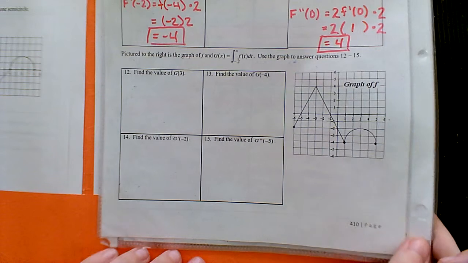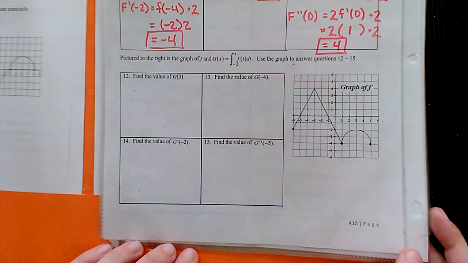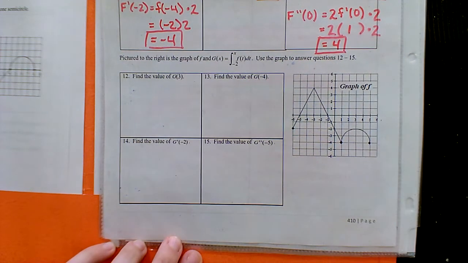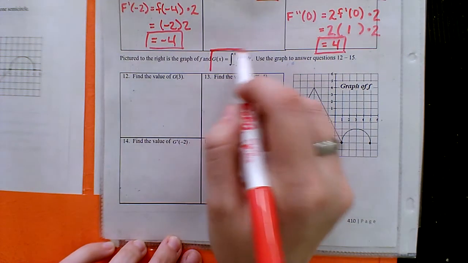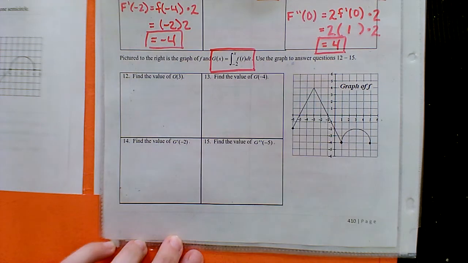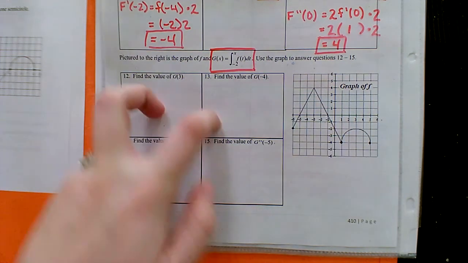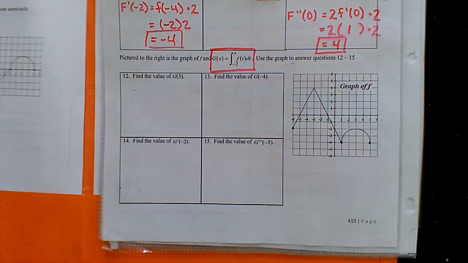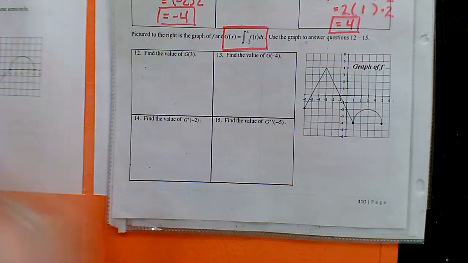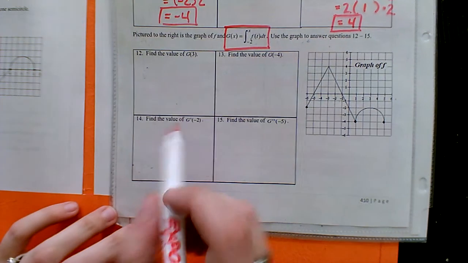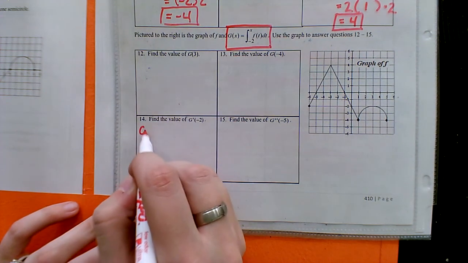Alright, let's maybe try 1 or 2 from the bottom graph. So they tell us this is the graph of f, and capital G is defined as that integral. I think we can do 12 and 13, figuring out area. Okay, I want to go ahead and practice the derivative because that's mostly what this section is about anyway. So let's take a look at 14.